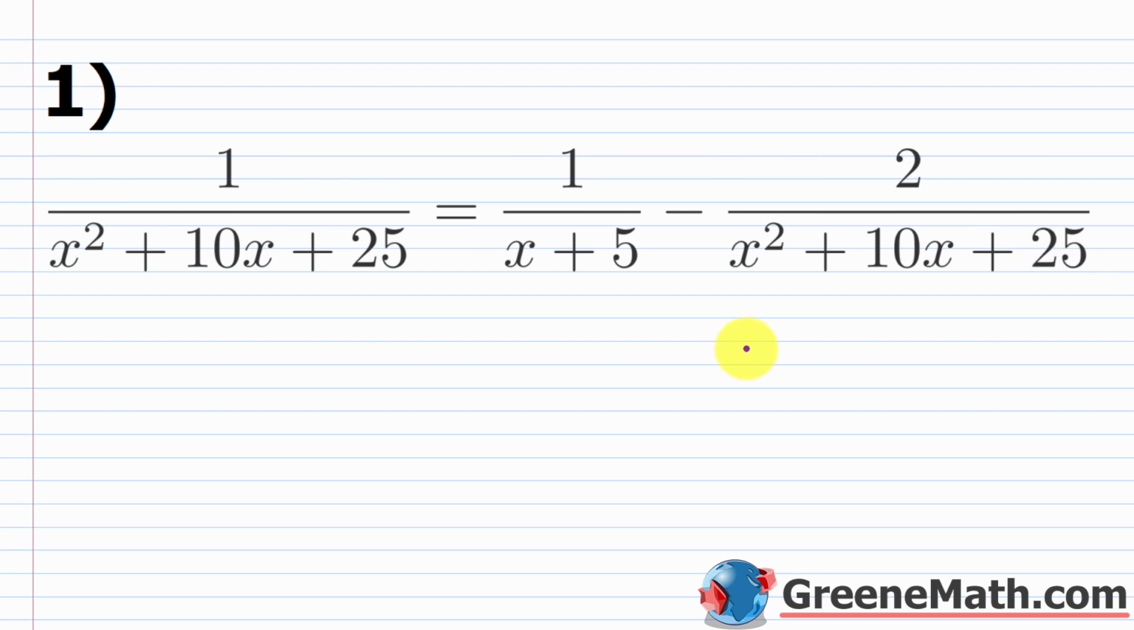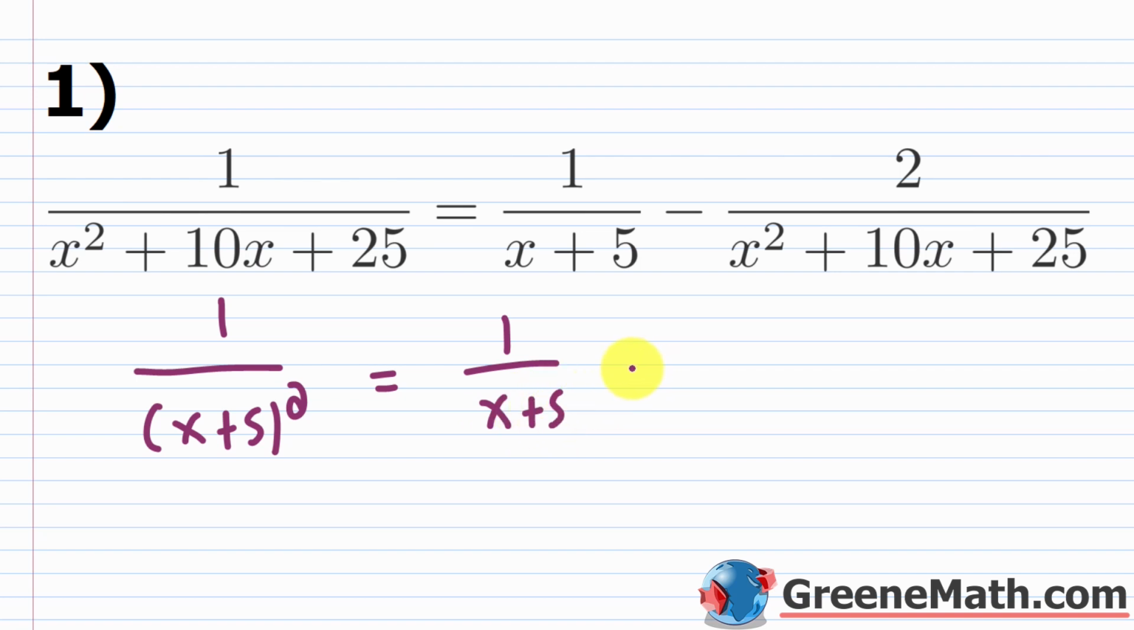So looking at this problem, first off, I would just factor everything. This x squared plus 10x plus 25, which occurs here and also here, is a perfect square trinomial. So that can be factored into x plus 5 quantity squared. So let's write 1 over x plus 5 quantity squared, and this equals 1 over x plus 5, and then minus 2 over, again, that x plus 5 quantity squared.